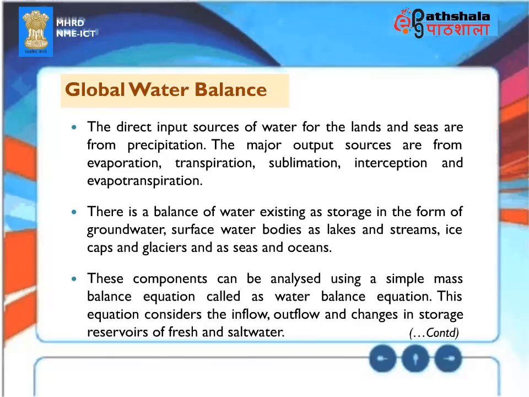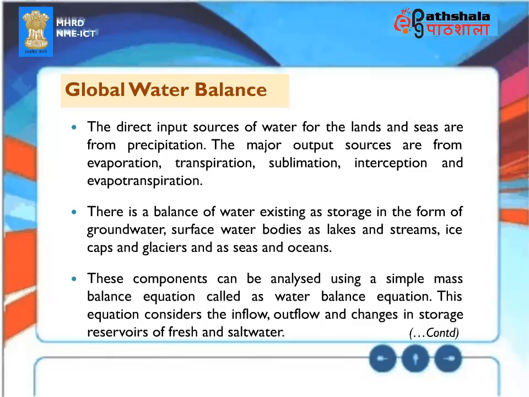Global water balance. The direct input sources of water for the lands and seas are from precipitation. The major output sources are from evaporation, transpiration, sublimation, interception, and evapotranspiration. There is a balance of water existing as storage in the form of groundwater, surface water bodies as lakes and streams, ice caps and glaciers, and as seas and oceans.